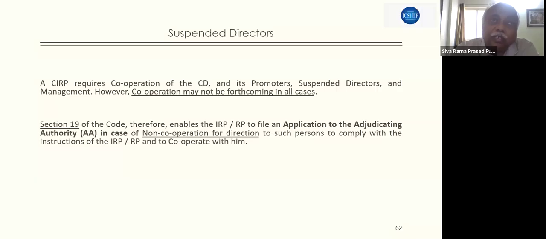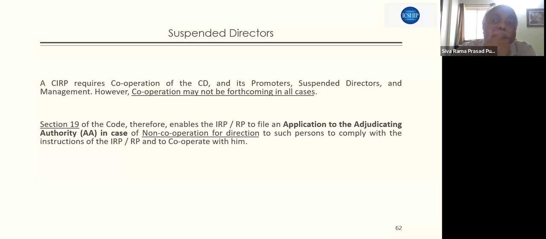CIRP requires the cooperation of the CD. Otherwise, where are the books, who are the creditors, who are the debtors, and what is the process, or the production head, what is his role, and all these things. If I am asking the production manager also, he doesn't reveal. But the CD has to provide full information to the IRP or RP: the promoters, the suspended directors, and management.